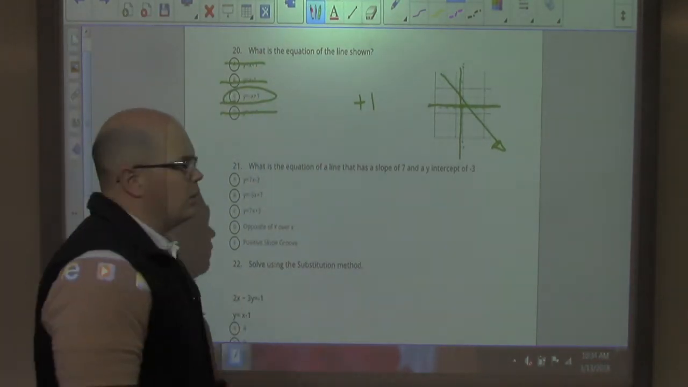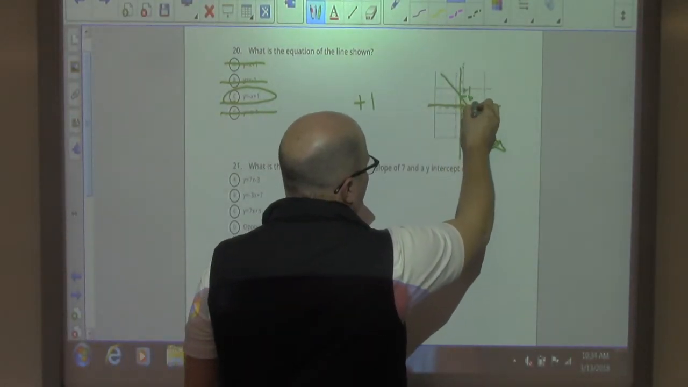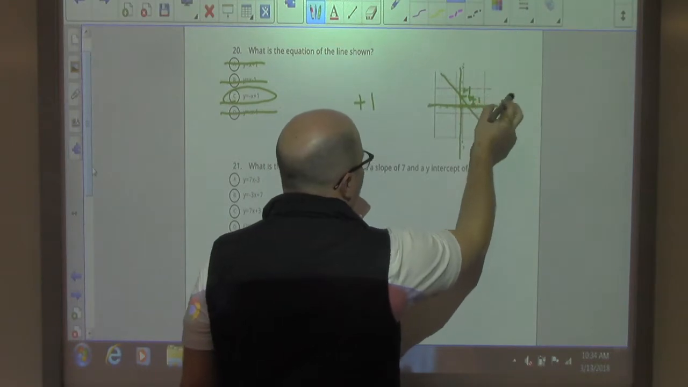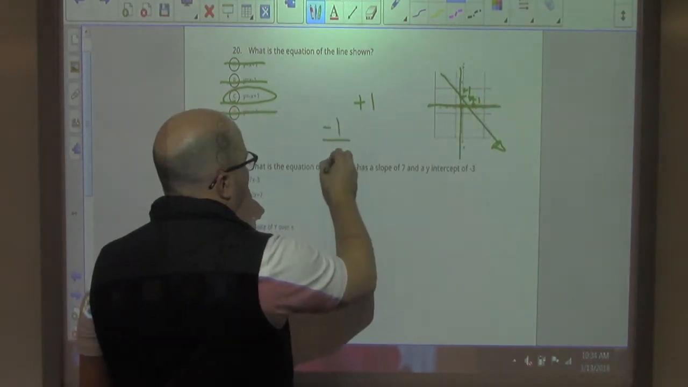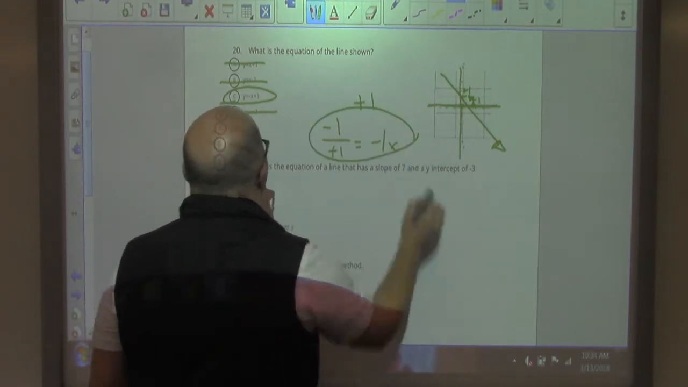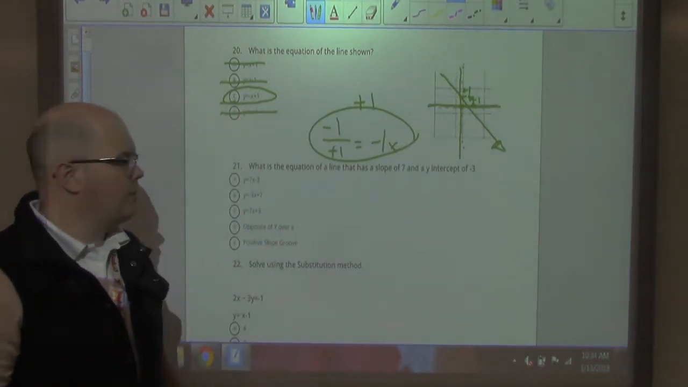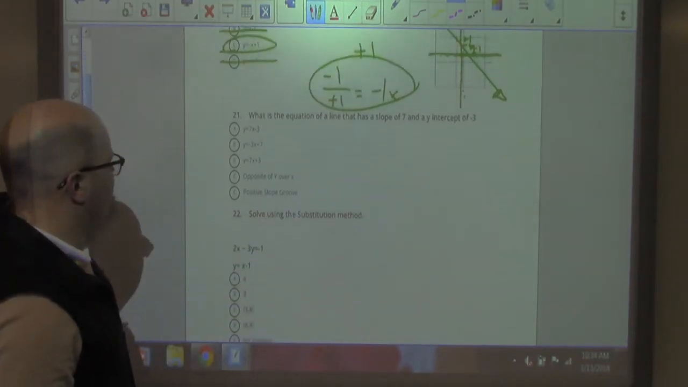However, if I wanted to double check, I could see that I'm just going +1 over, -1 down. So it'd be -1 over +1, which is also -1x. So it all works out. But I didn't have to do the math to solve that one if I just looked at my graph.